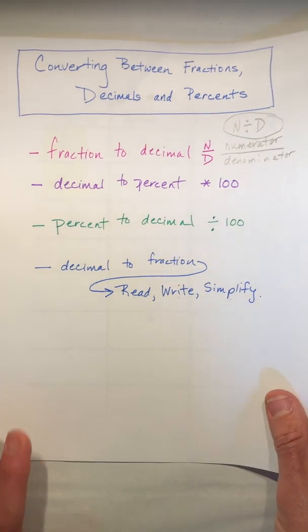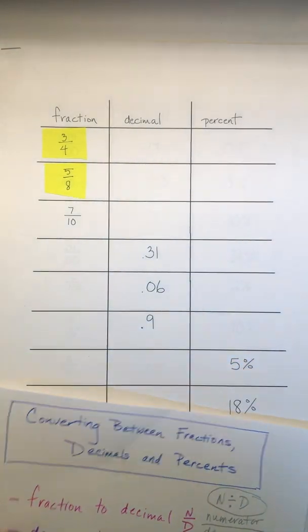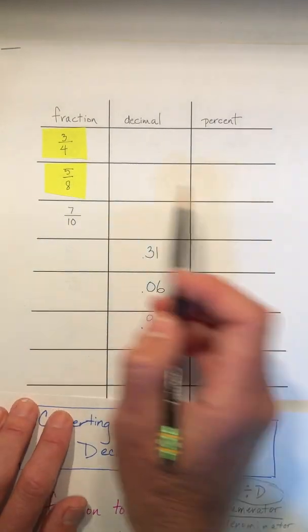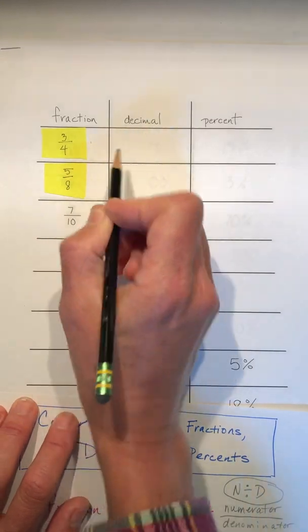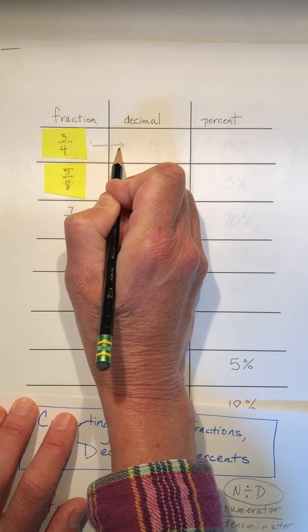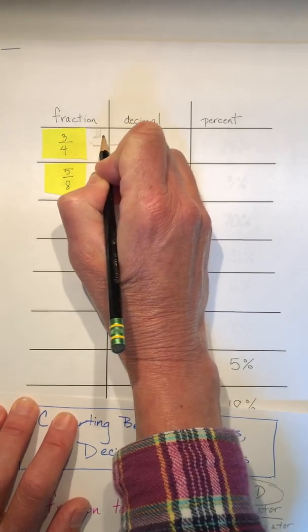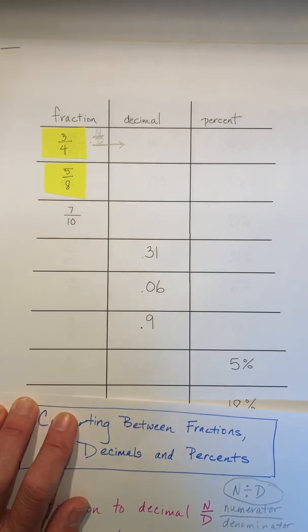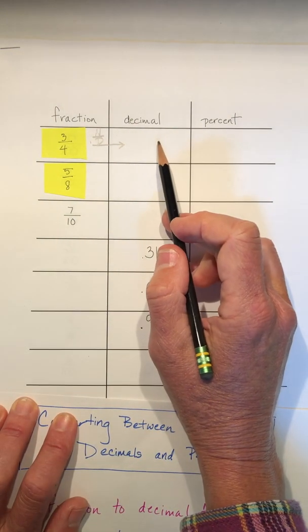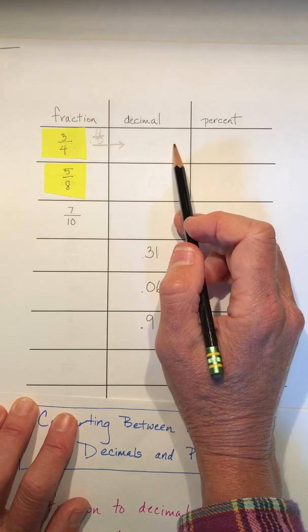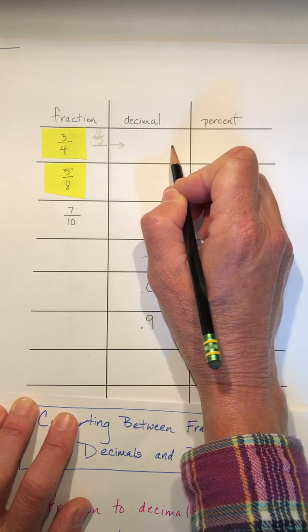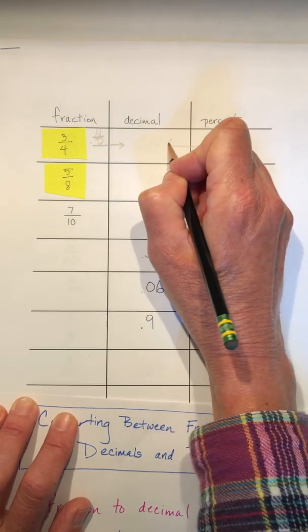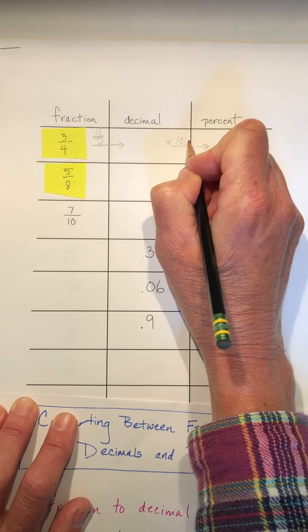So let's look at this table. As a reminder, if I want to convert a fraction to a decimal, how do I do that? It's numerator divided by denominator. Once I have my decimal, how do I change a decimal to a percent? You can look at your notes, but what I do to change it to a percent is I multiply by 100.